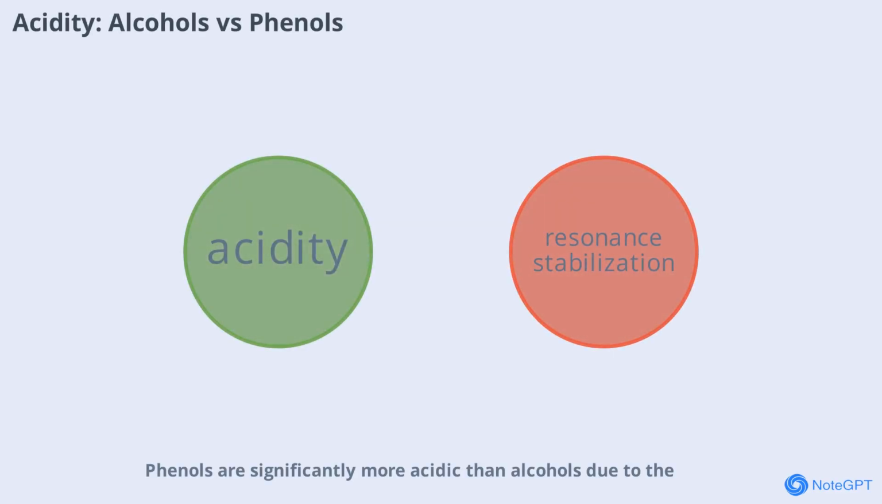Phenols are significantly more acidic than alcohols due to the resonance stabilization of the phenoxide ion formed after losing a proton. Alcohols, lacking this resonance, are much weaker acids. This difference is important in chemical reactions and influences how these compounds interact with bases and other reagents. Recognizing the acidity trend helps in predicting reaction outcomes.